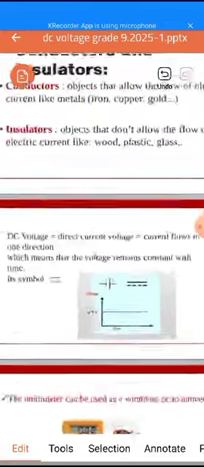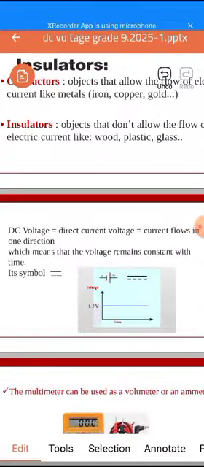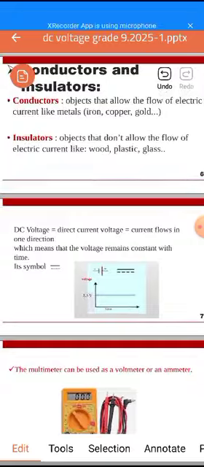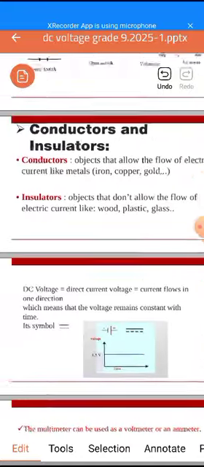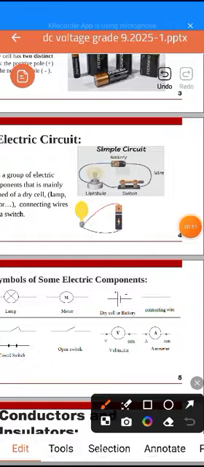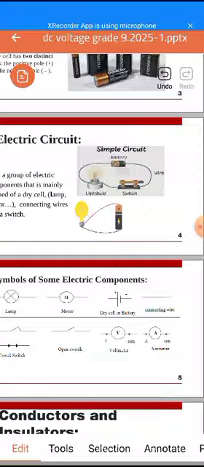Now, DC voltage, the title of our chapter. DC stands for direct current. DC voltage means direct current voltage, which means that the current flows in one direction only, which is from the positive pole of the dry cell to the negative pole. The electric current, the electricity always moves from the positive pole to the negative pole in one direction.